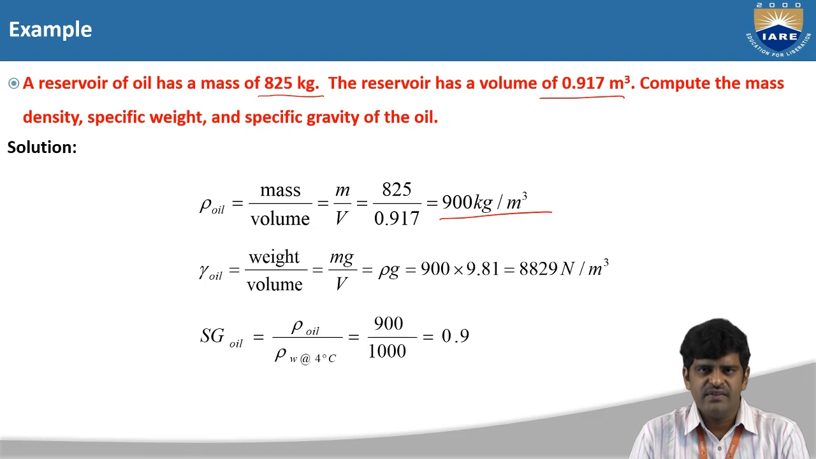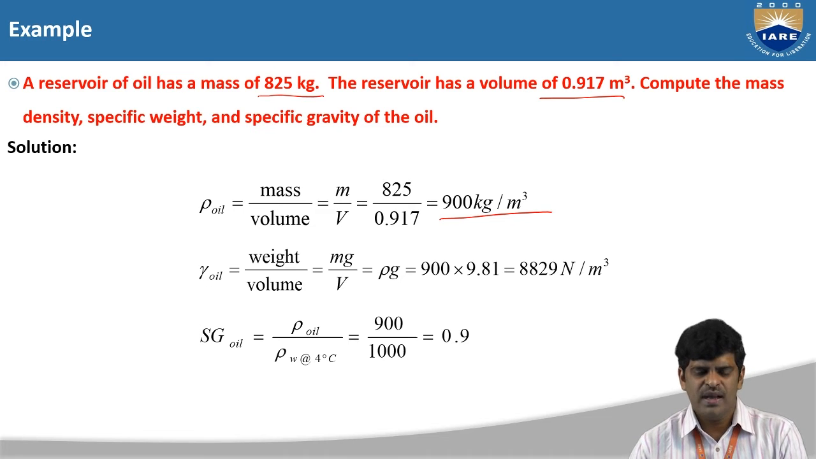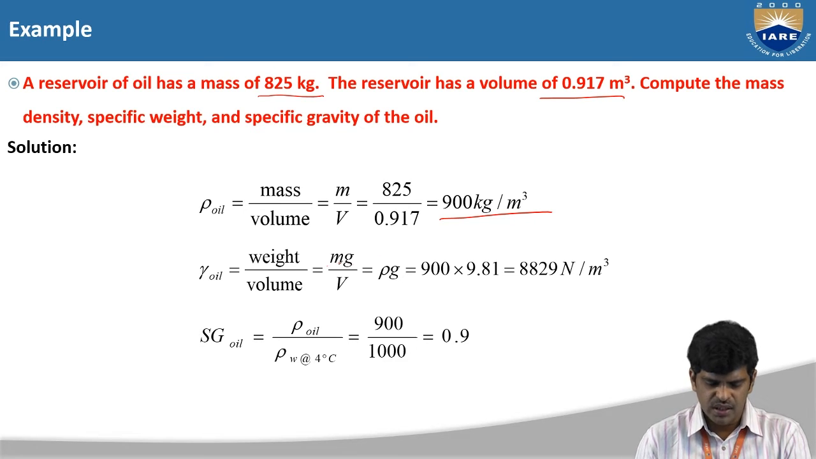Next, weight density. As we already know, it is the ratio of weight over volume, but here the weight has not been given. So you need to remember the relation between mass and weight. Since the mass has been given, we use the basic formula W is equal to mg, that is, weight is equal to mass into acceleration due to gravity. So we substitute the value of the mass, 825 into g, that is 9.81, over the volume.